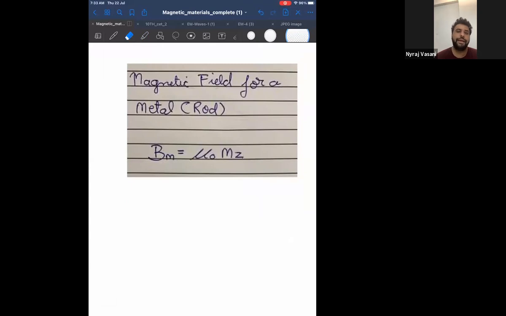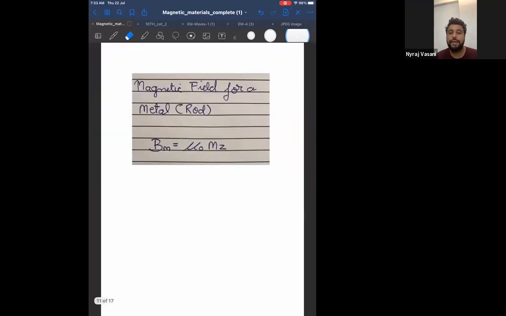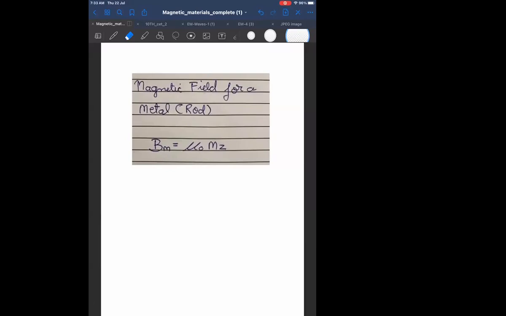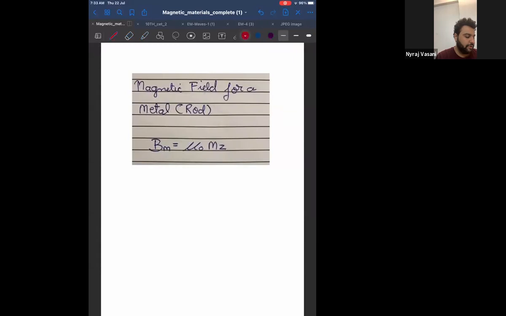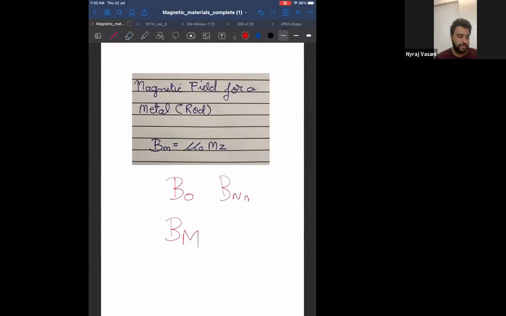The next formula will be the magnetic field for a metal or for a rod. Rod is a metallic rod, we are assuming. And the formula is mu naught Mz. We have a direct formula, we don't have the derivation. The derivation will come after this. This is the magnetic field for a metal. We can write any symbol, but usually in the textbook they write B naught for non-metal and BM for metal. You can write it as BNM also, non-metal and B metal.